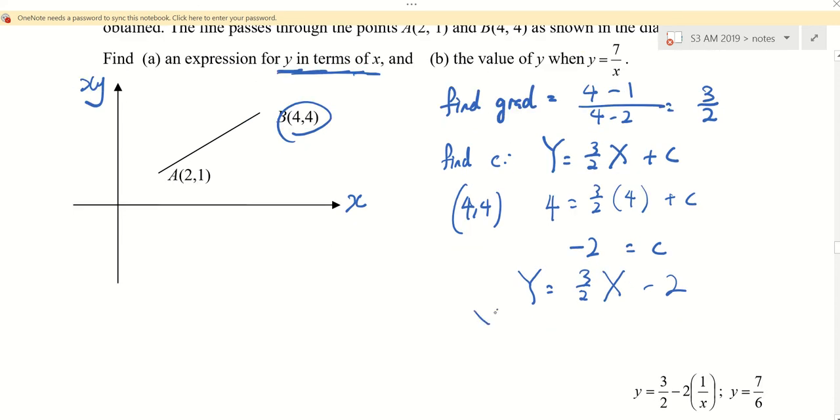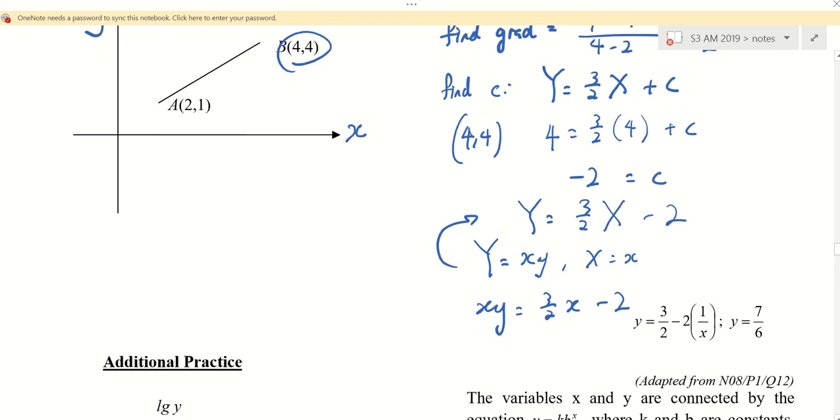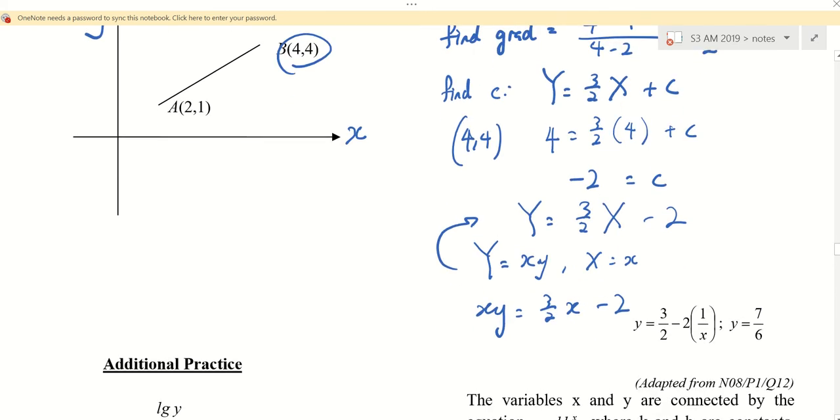So your big Y is equals to what? XY. Your big X is equals to what? X. So you sub in. So sub in, you write XY equals to 3 over 2 X minus 2. Last step. I want Y, right? I don't want the X. I want Y alone. Divide by X.